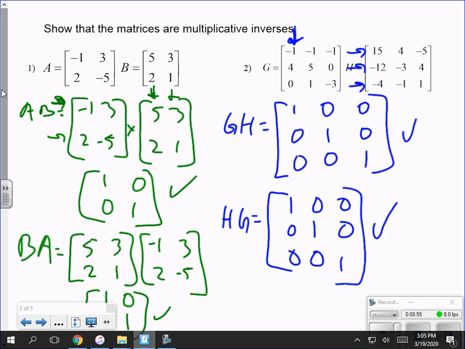Okay, so that's how you do multiplicative inverses. And yes, you do have to do them both ways. If this was a test question and you only gave me half of it, you would only get half credit.